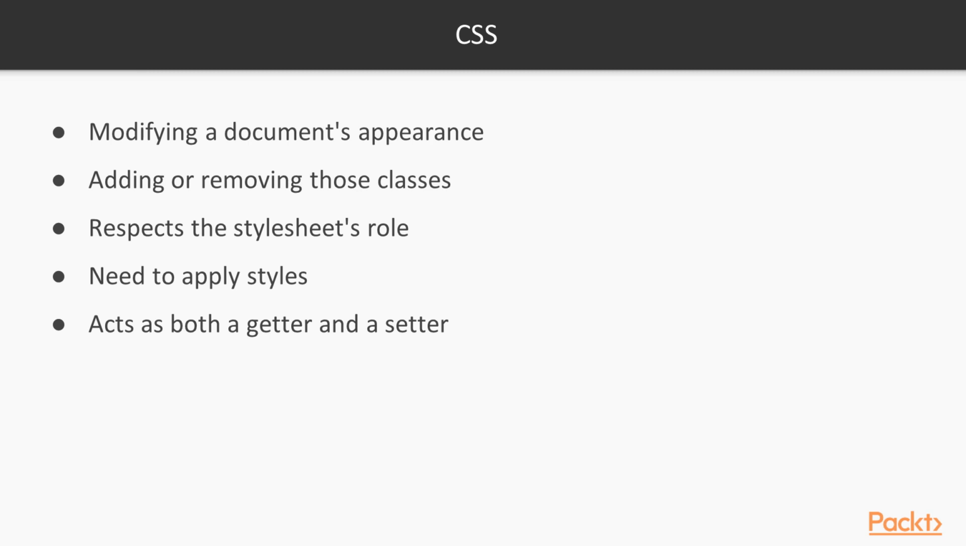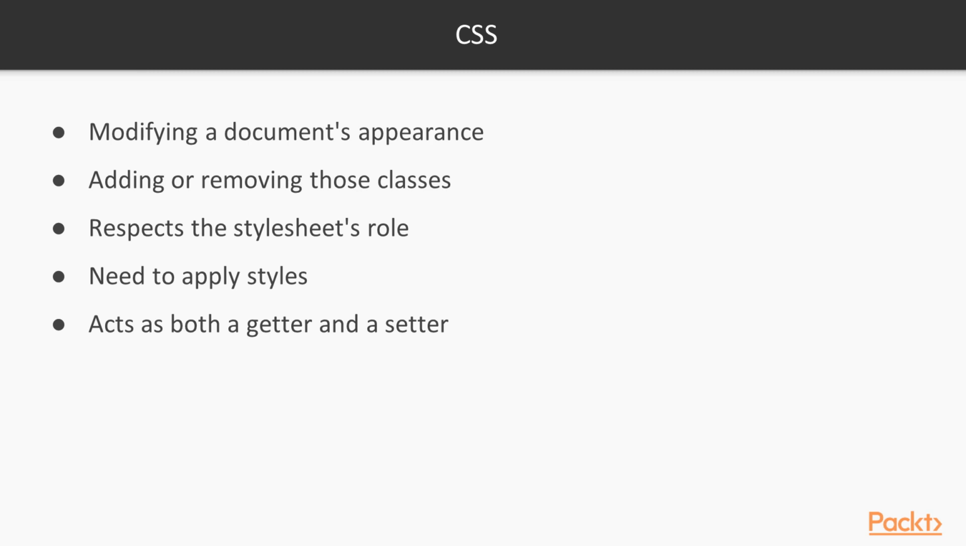In the previous section, we've been modifying a document's appearance by defining styles for classes in a separate style sheet, and then adding or removing those classes with jQuery. Typically, this is the preferred process for injecting CSS into HTML, because it respects the style sheet's role in dealing with the presentation of a page.